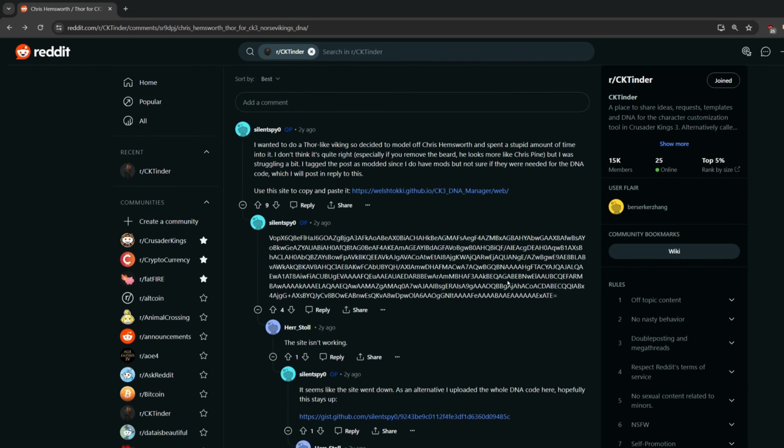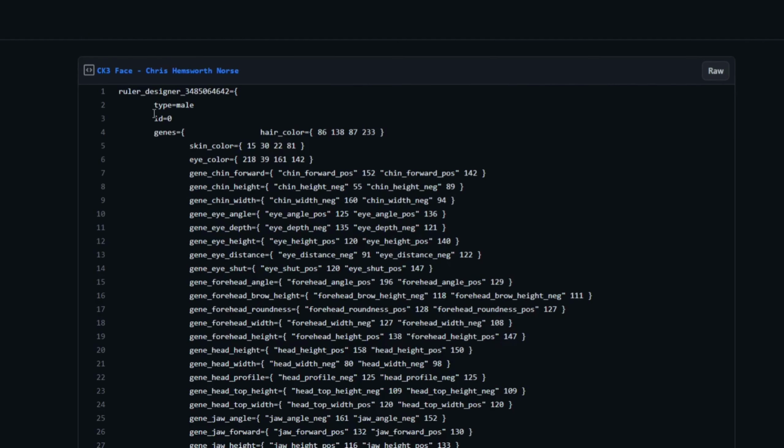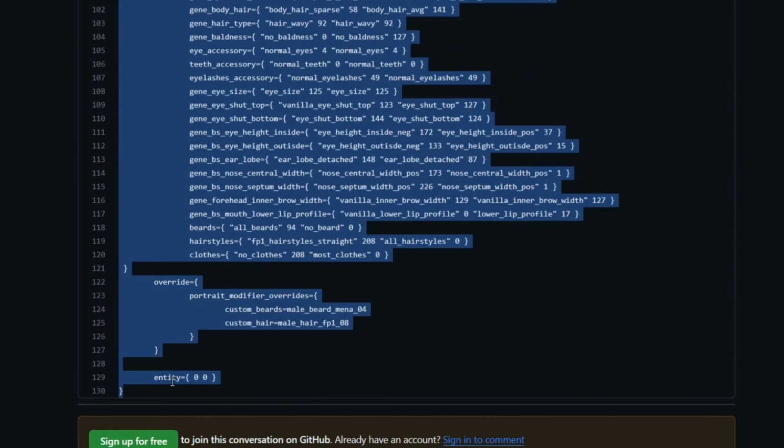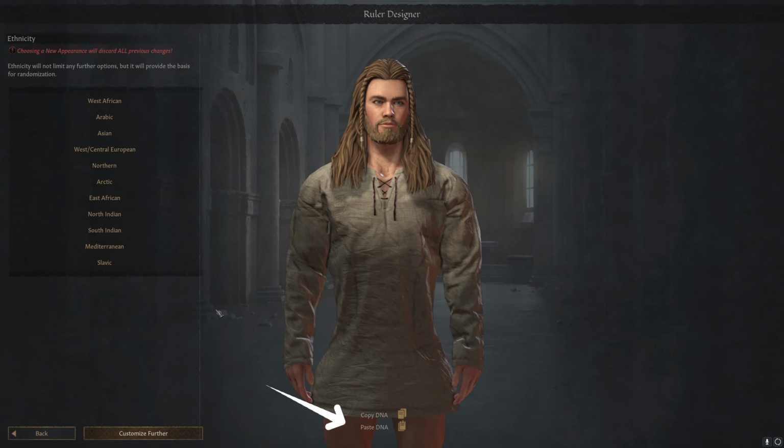To put this in game, scroll down and we're going to look for the DNA code. When we click on the link, it should start with ruler designer here. We're going to copy this entire thing here. Then we're going to go back to the game and then change appearance, paste DNA, and we get Chris in game.